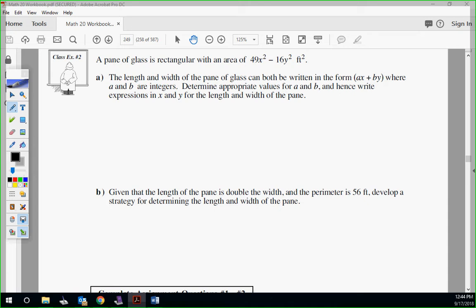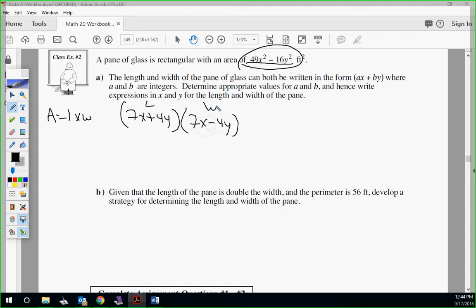Okay, so we essentially just got to factor this. We know that area of a rectangle is length times width, and we know we can make this two factors, L and W, essentially. Okay, so that's all perfect squares, that's all perfect squares. So it's going to be 7x plus 4y, we can call that our length, times 7x minus 4y, we can call that our width.